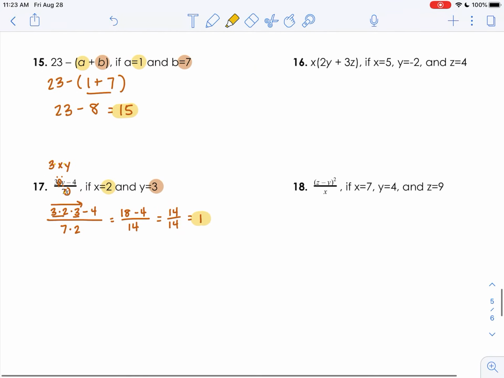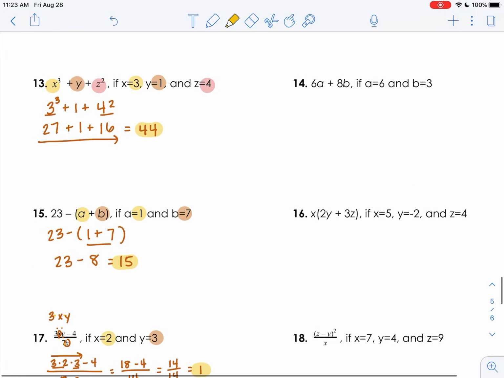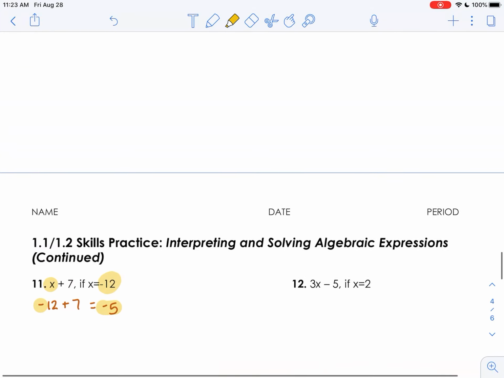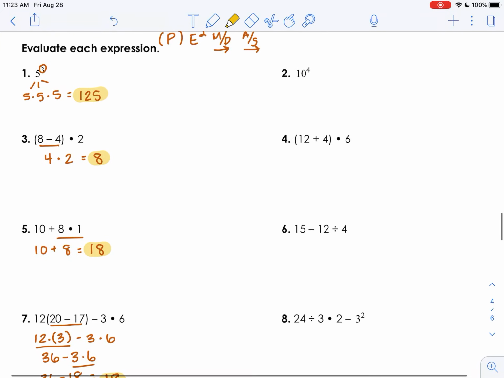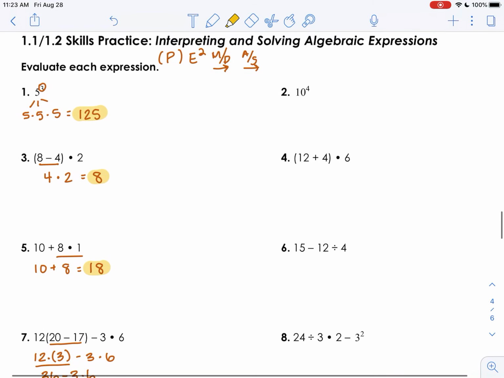So it is your responsibility that all of your odd problems on your skills practice page, the work should look just like mine. And now you need to make sure you are able to complete all of the even problems on your own, and make sure that you submit this on Canvas by the deadline.